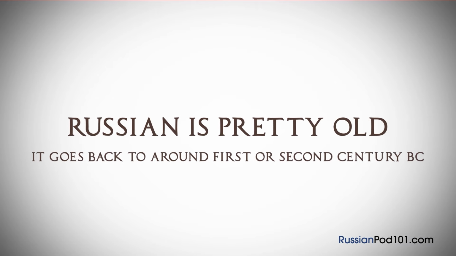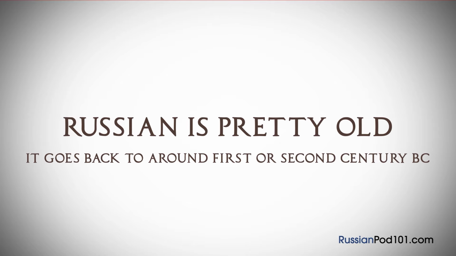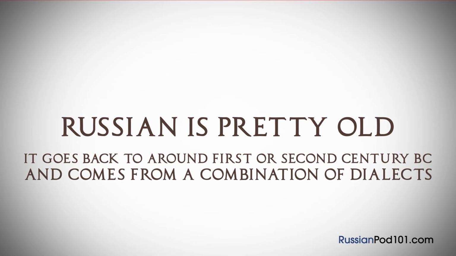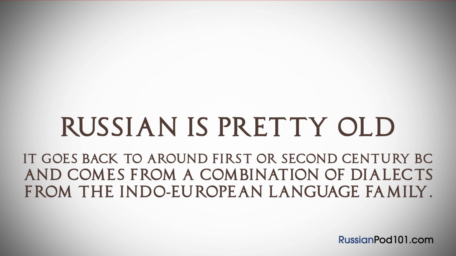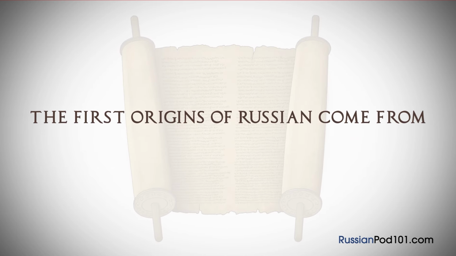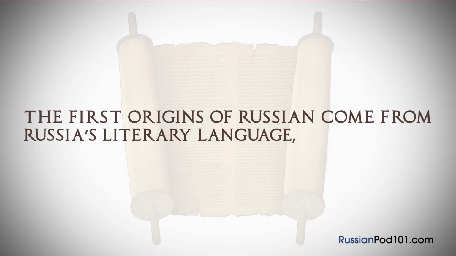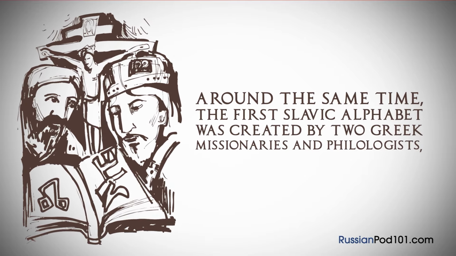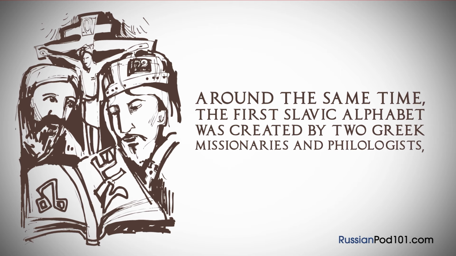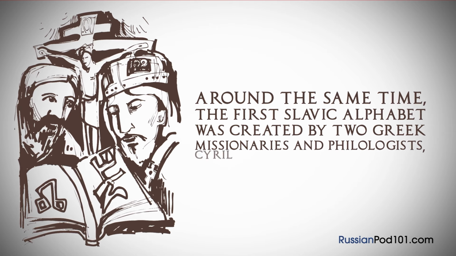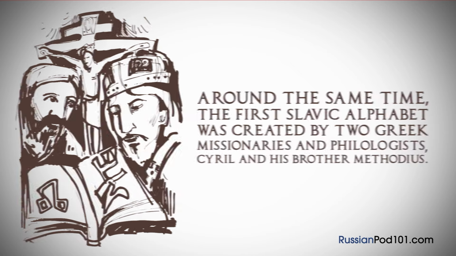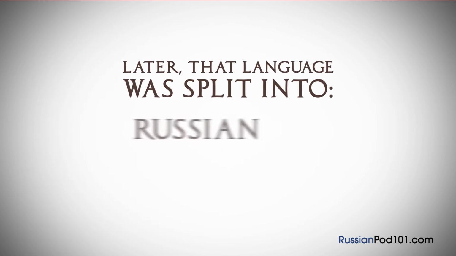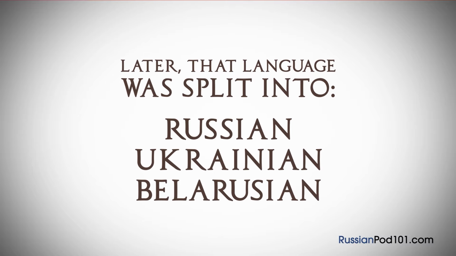Russian is pretty old. It goes back to around the 1st-2nd centuries BC and comes from a combination of dialects from the Indo-European language family. The first origins of Russian come from Russia's literary language, Old Slavonic. Around the same time, the first Slavic alphabet was created by two Greek missionaries and philologists, Cyril and his brother Methodius. Later that language was split into Russian, Ukrainian and Belarusian, which you can hear spoken today.